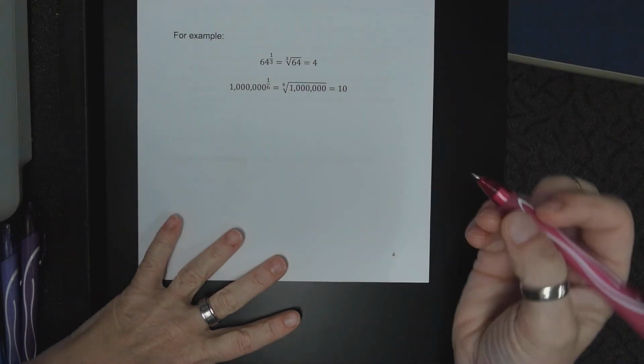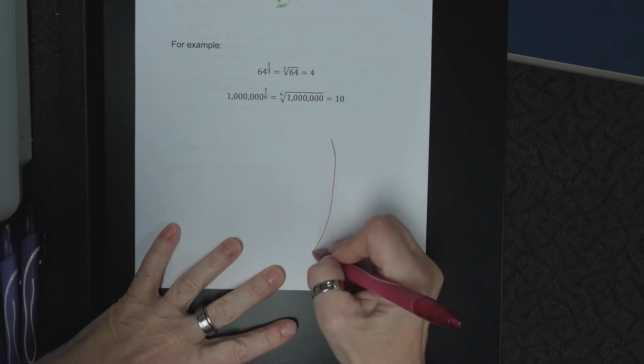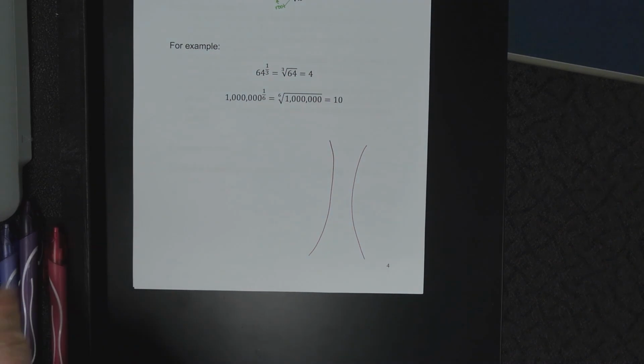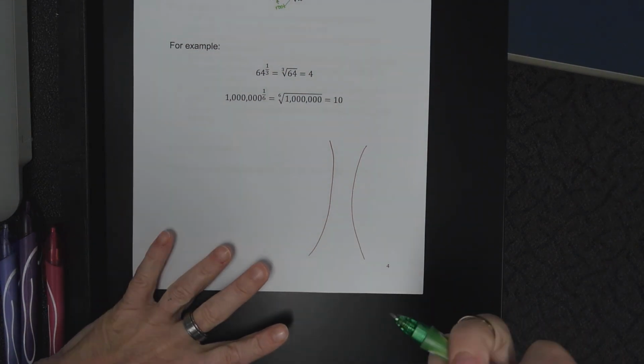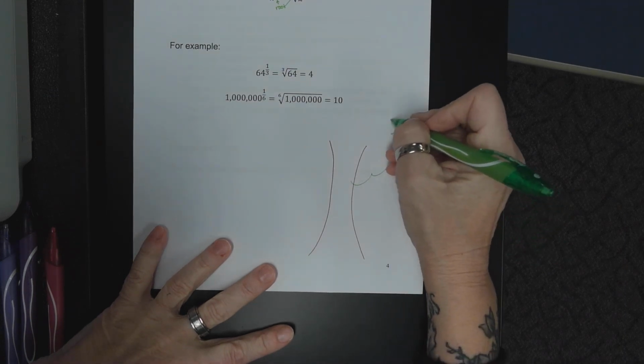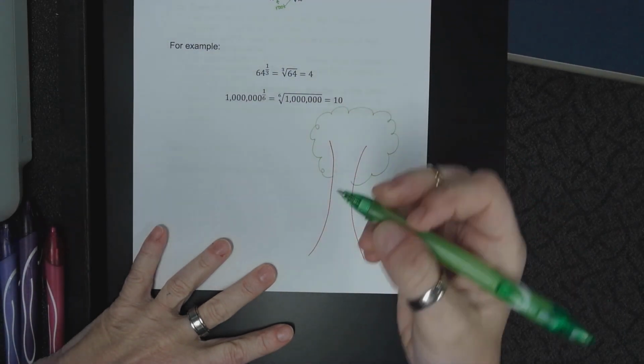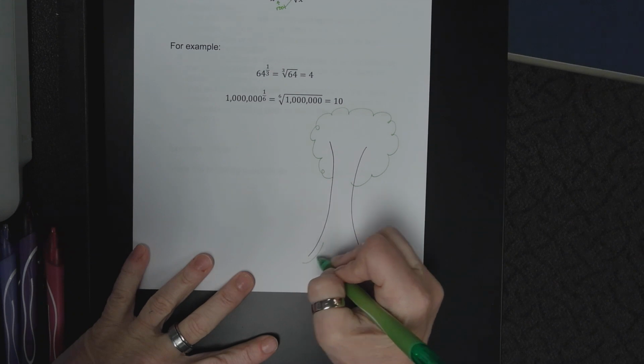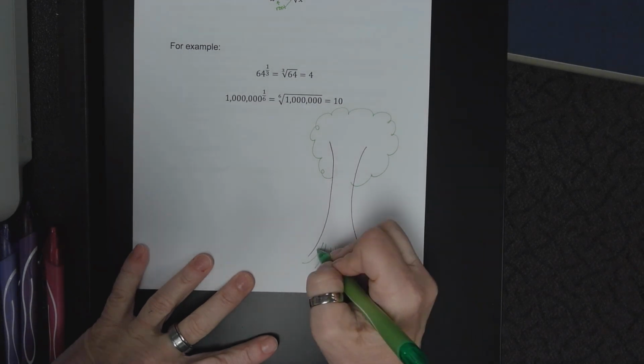Here's a tree. It's a freaking big tree. I didn't mean to draw it that big. Okay, so here's our tree. I'm not going to make it go up into the picture. Here's our tree, and here's the tree roots, okay?